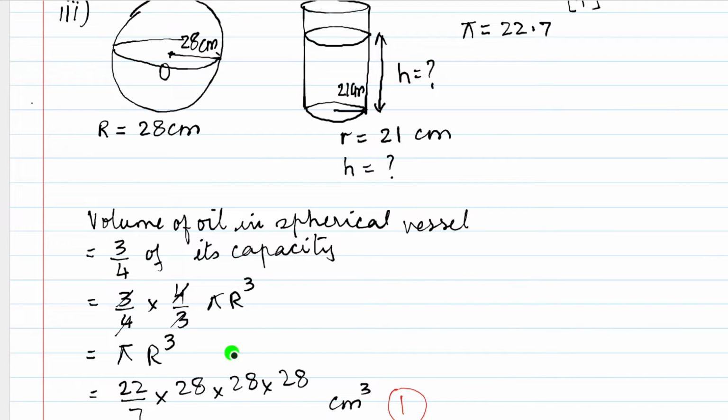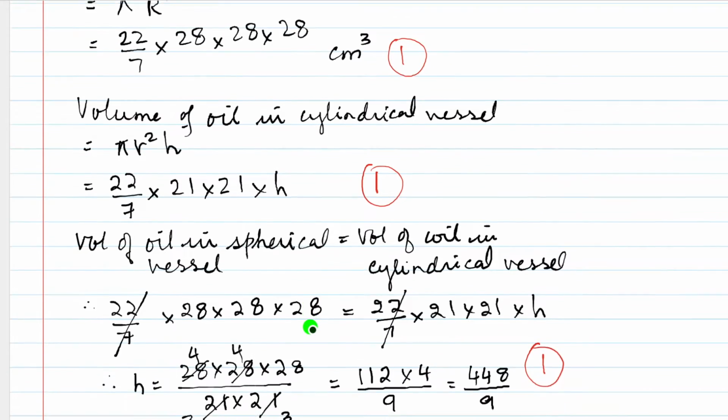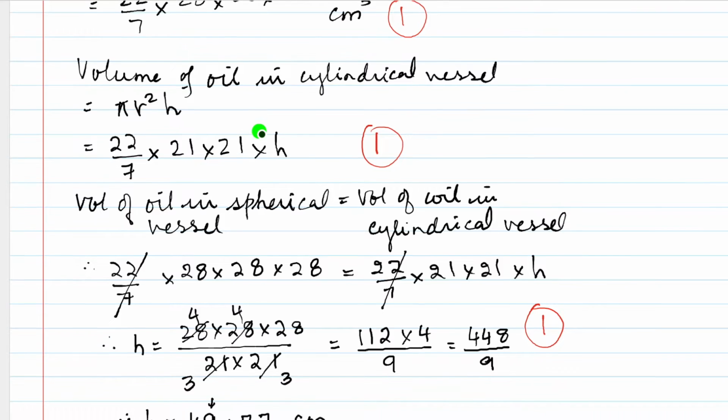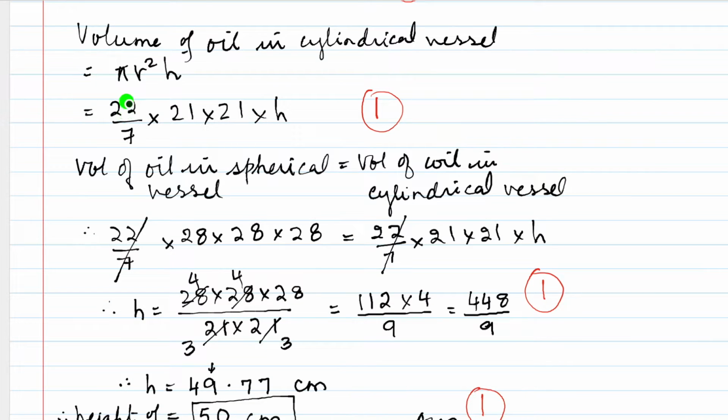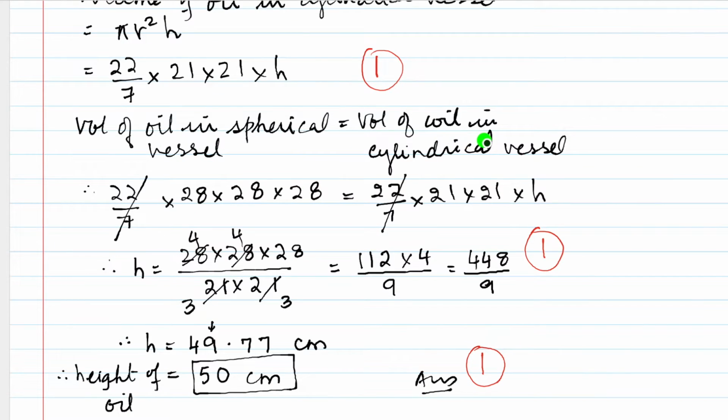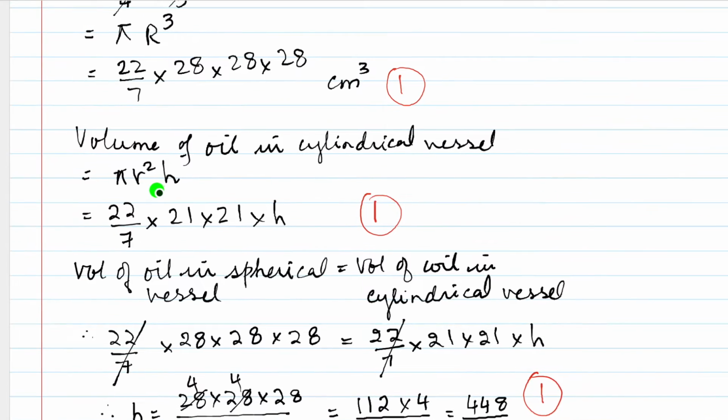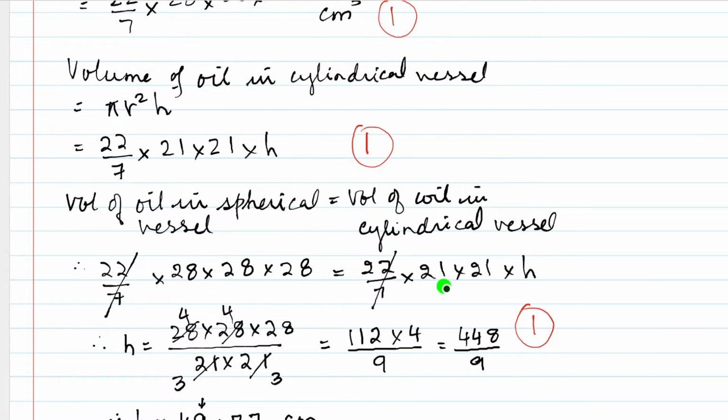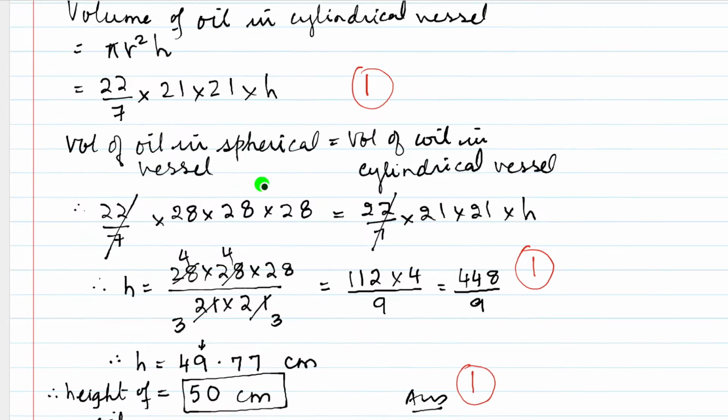Now we have to pour this oil into this. So the volume of both will be the same. So volume of oil in the cylindrical vessel is pi r square h. So pi is 22 upon 7 into radius of the cylindrical vessel is 21. So 21 times 21 times 8. So this will be equal to the volume of the oil in spherical vessel. So we write those simultaneously, substitute what we had derived earlier here, and this side we will write this quantity.